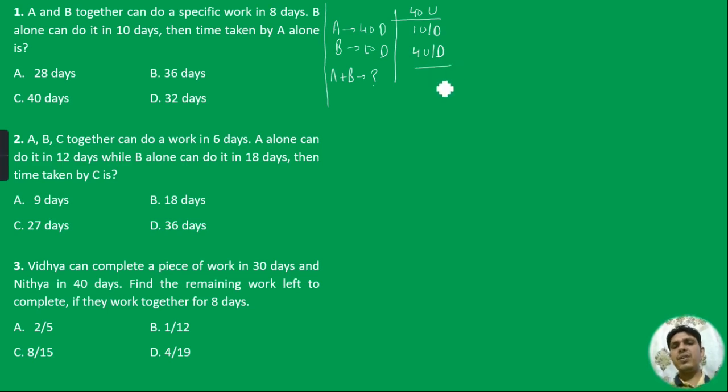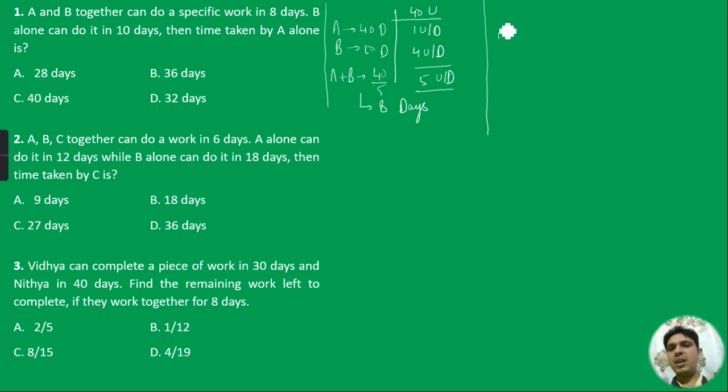If we check for 1 day work of A and B, this will be 1 plus 4, that is 5 units per day. And if we find the number of days taken by A and B, this will be complete work, that is 40, divided by 1 day work of A and B, that is 5. So we can say that the number of days taken by A and B will be 8 days. If we understand this, the question given to us will be easier for us.